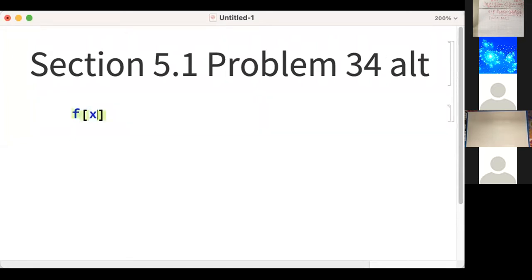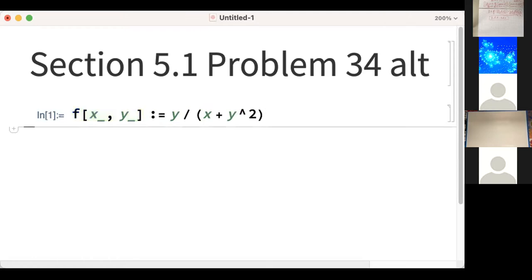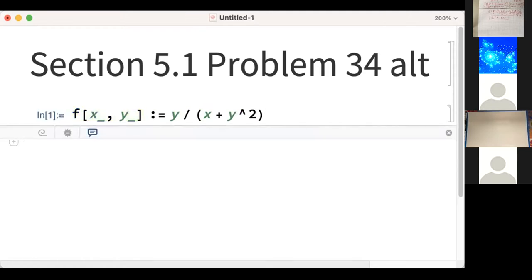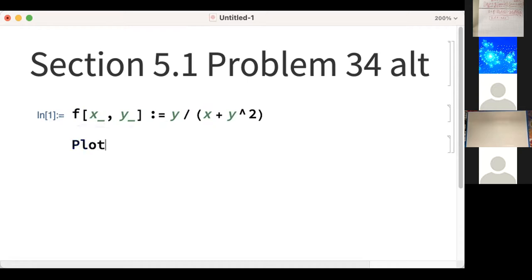Let's define the function f of x comma y, reserve the x and y. And let's say this is y divided by x plus y raised to the 2. And I'm interested in seeing what this looks like over the region x is 0 to 1, y equals 1 to 2. So let's run this. Plot3D. It's a rectangular region. It's not going to be too obnoxious. x comma 0 comma 1. And y comma 0, 1 comma 2. Hmm, so we got that in the right order.